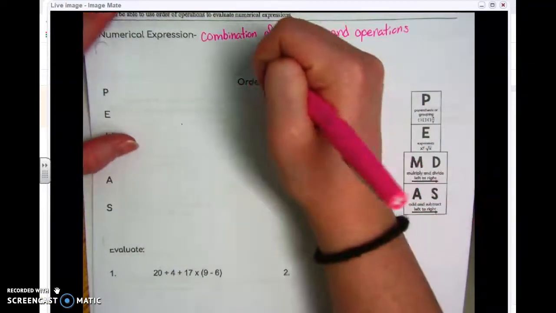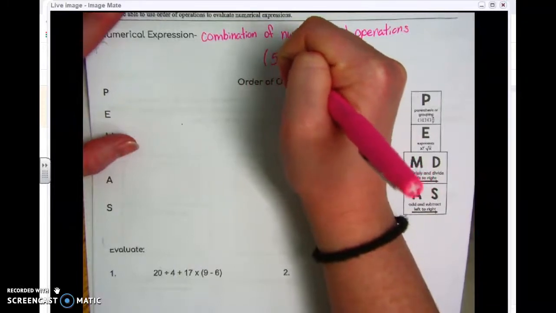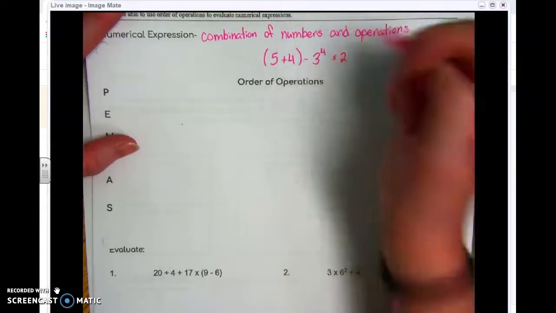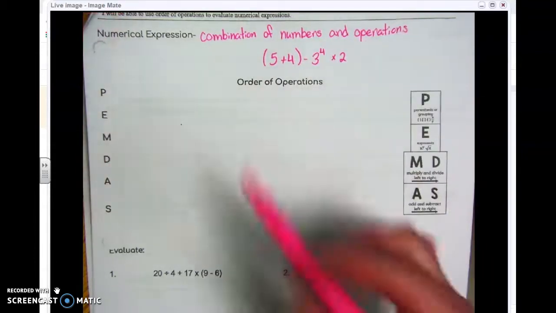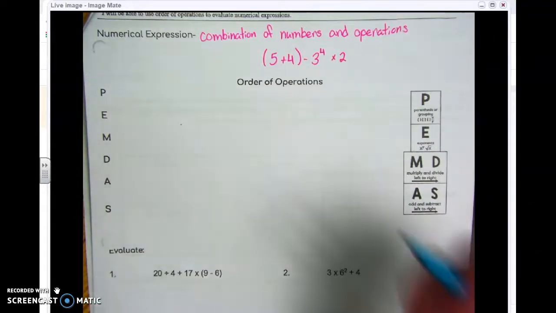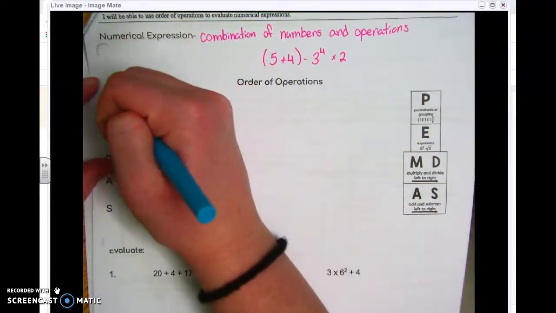So let's say you see parentheses 5 plus 4 minus 3 to the 4th times 2. Because there's all numbers and there's operations in there, it's a numerical expression, okay? And we're going to use PEMDAS to solve that. So, just like before, PEMDAS is your parentheses.